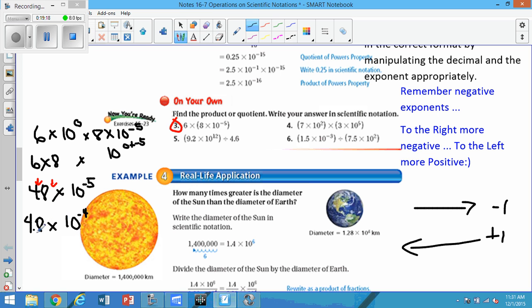The other thing you could do is you could take this 4.8 and think, okay, 48 times 10 to the negative 5th, 48 times 10 to the negative 5th would make this a 1, 2, because it's negative, we go smaller, 3, 4, 5.